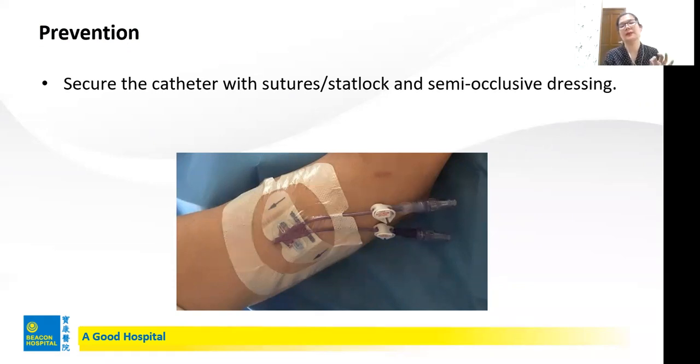If not, it might be due to activity or patient movement, or the patient goes home and changes clothes or whatever, and they might accidentally pull the catheter. Okay, maybe they have children around them. So you must make sure it's well secured. The plaster is there, the StatLock is there, or the suture is there.